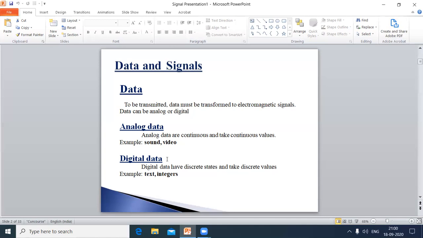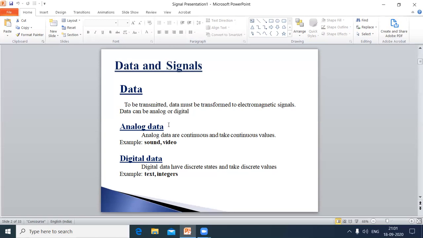Okay, example, analog data: a clock that has hour, minute and seconds and gives information in a continuous way. Now, a digital data example.